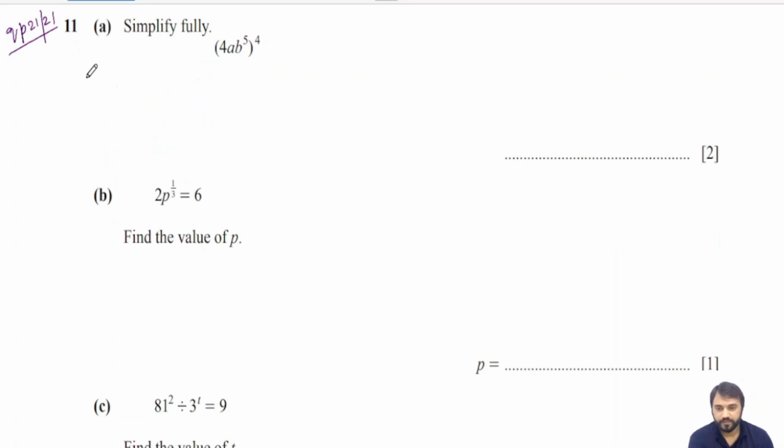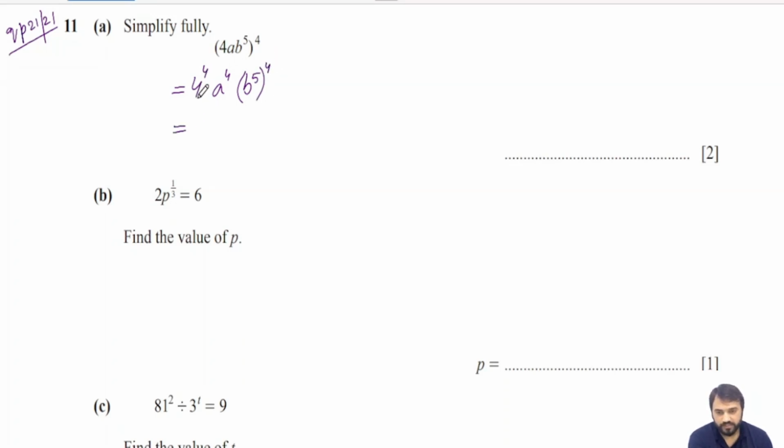The next question in this row is question 11 that appeared in paper 2. The variant was 1 in 2021. Part A says simplify fully 4ab raised to power 5 whole power 4. If we have the whole power, it means we have to take power of every term inside the bracket like this. 4 raised to power 4, a raised to power 4, and b raised to power 5 whole power 4.